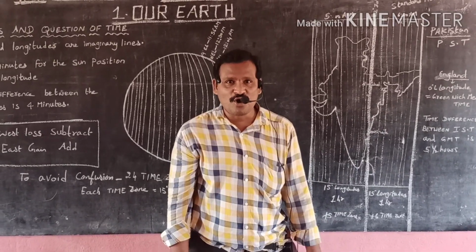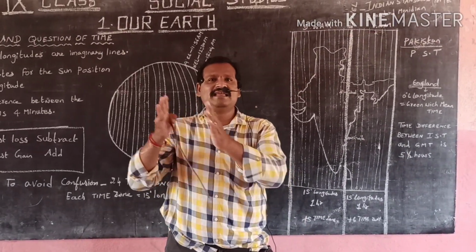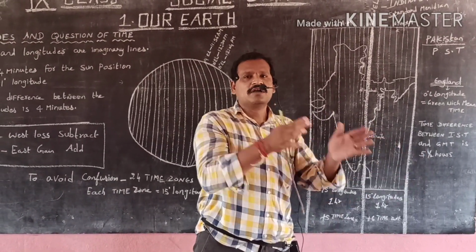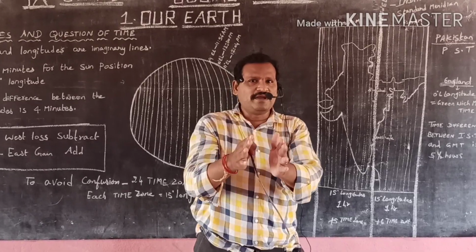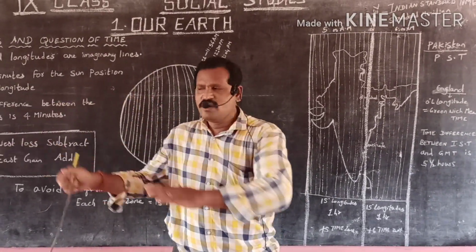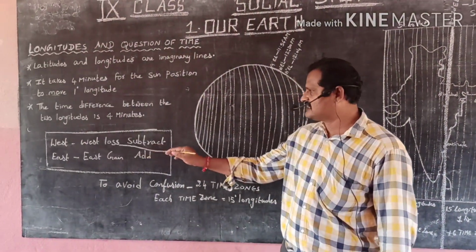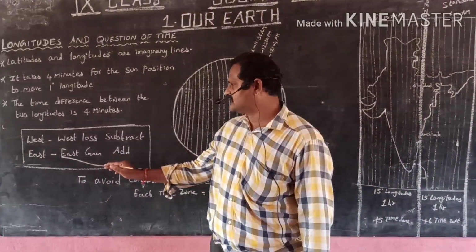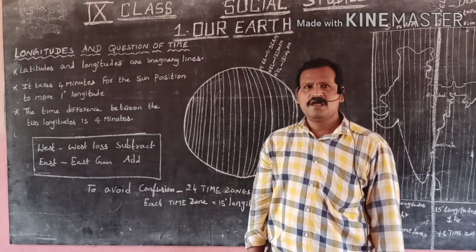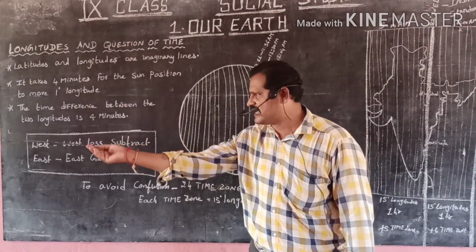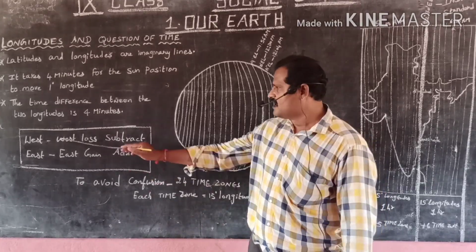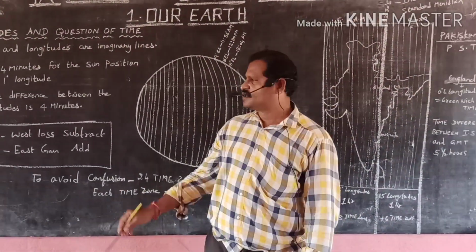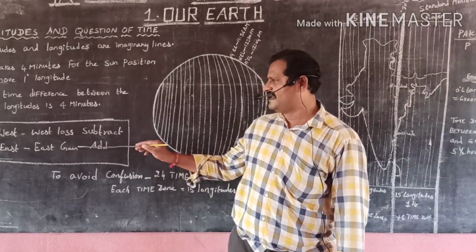Children, one thing you should know. In which direction is England located? In which direction is India located? Now, come to know the concept. When the places are located on the west side, we should follow the concept called west lose subtract. When the places are located on the east side, we should follow the concept called east gain add.